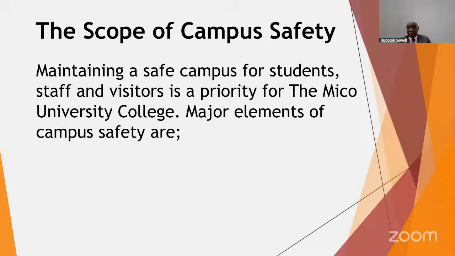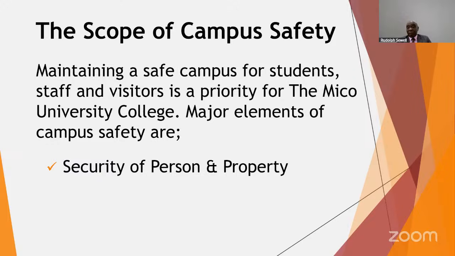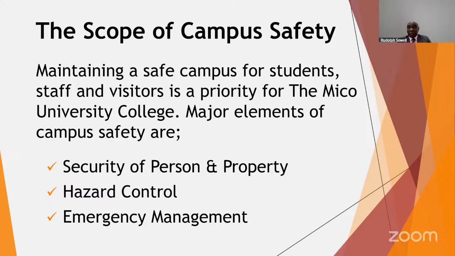We have prioritized the whole matter of a safe campus for students, safe campus for staff, and for our visitors. We have broadened the definition of safety. So we are concerned as part of campus safety about the security of person and property. We are concerned about hazard control because we have gas sources and so on that we have to utilize on the campus. And of course, emergency management. So those three elements represent the scope of campus safety activities.